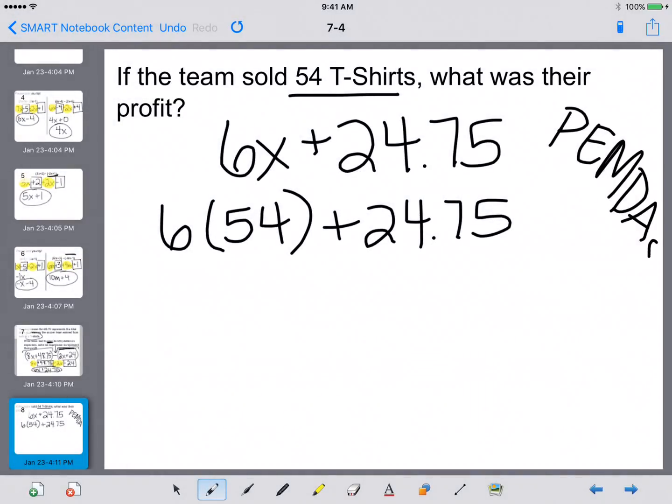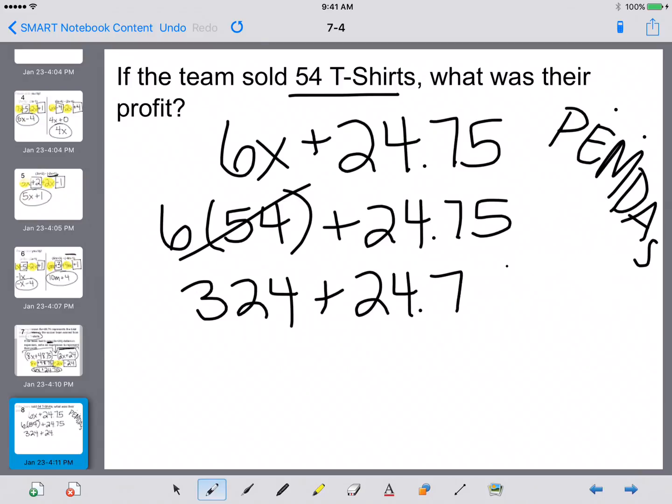To solve this, we have parentheses, but everything inside of our parentheses, our 54, is already solved. So moving along, exponents, I see none. Multiplication, this 6 parenthesis 54 means 6 times 54. And when we do that, we get 324. So we took care of that. This just comes on down with us.